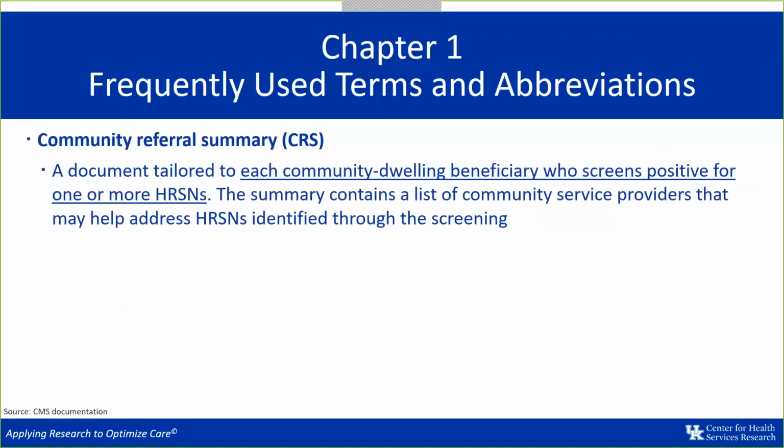A community referral summary, also sometimes referred to as a CRS, is a document tailored to each community dwelling beneficiary who screens positive for one or more HRSNs. The summary contains a list of community service providers that may help address HRSNs identified through the screening.